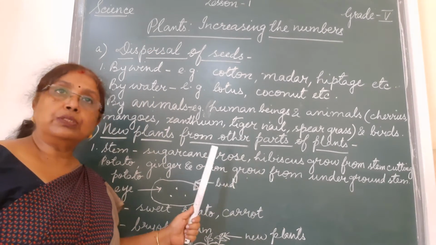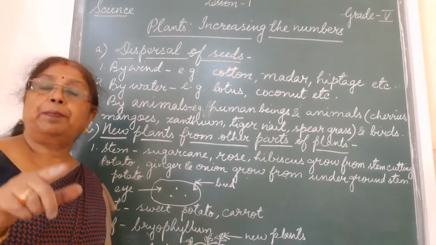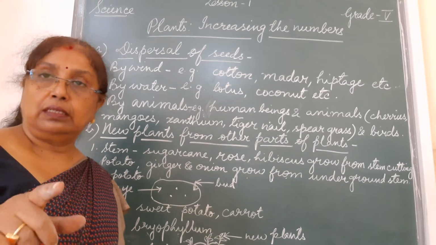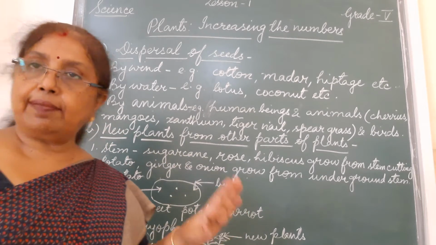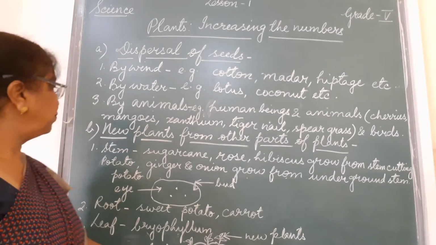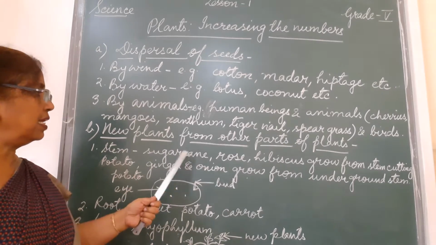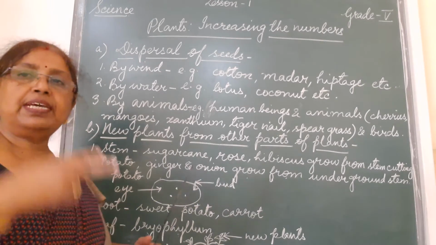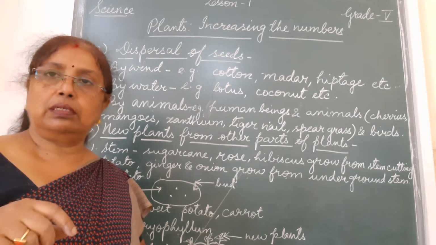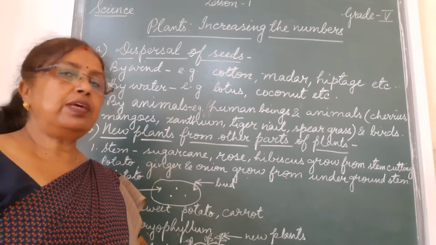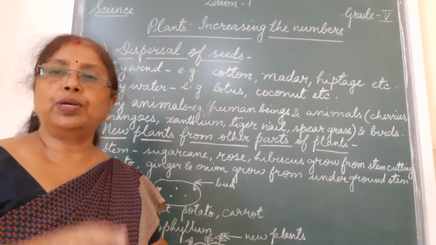Now we will today also study about the new plants that grow from other parts of the plants apart from the seeds. Okay. So this can be from the roots, from the stem and the leaves. Now let us see. Now first we will see the stem. The stem like sugarcane, rose, hibiscus, etc. So here we can take the cutting of the stem about 8 to 9 inches, and if we put in the soil and it gets all the favorable conditions, it will grow into a new plant.